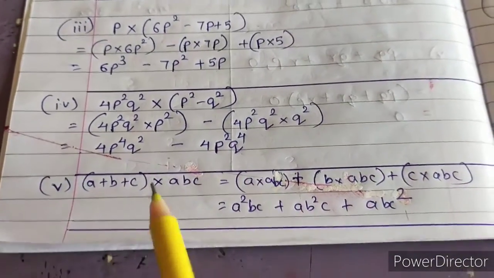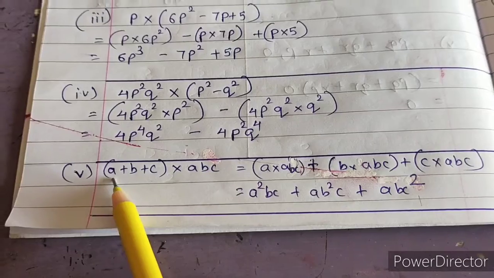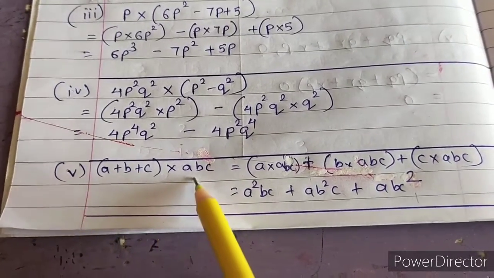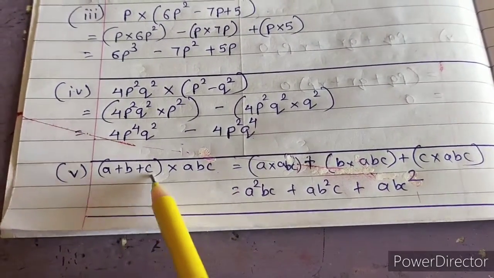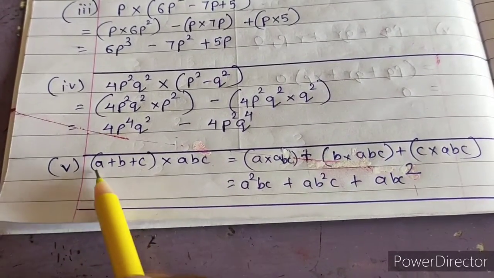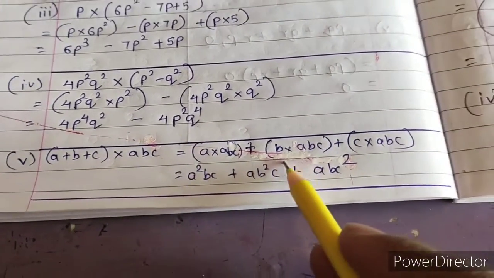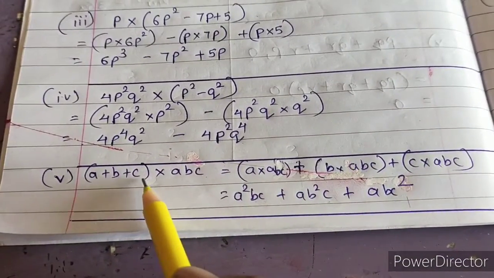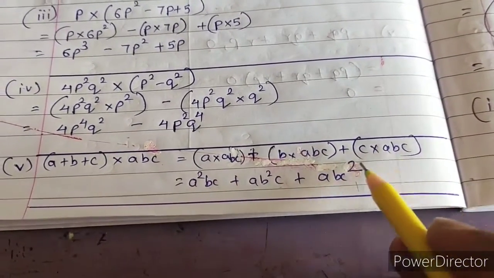Then the next one is a plus b plus c multiplied by abc. So you have to multiply each term with abc. So a multiplied by abc is a square bc. Then b multiplied by abc is a b square c. Then c multiplied by abc is abc square.